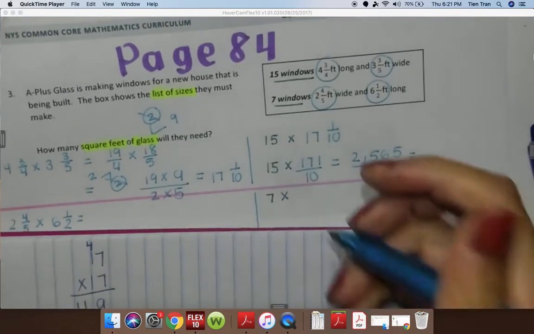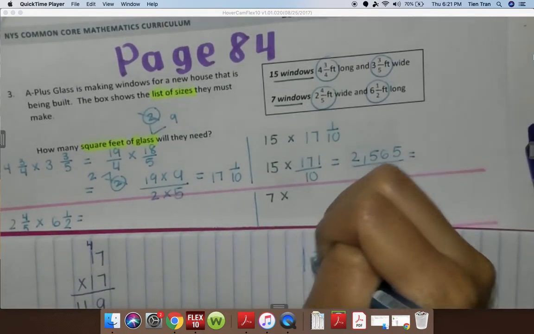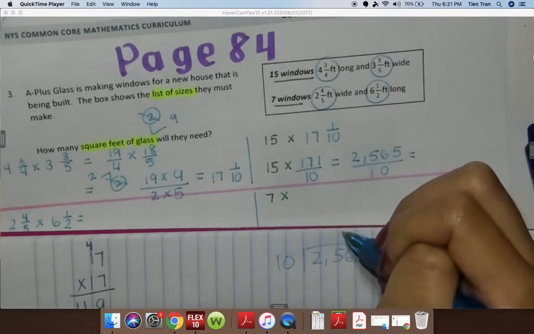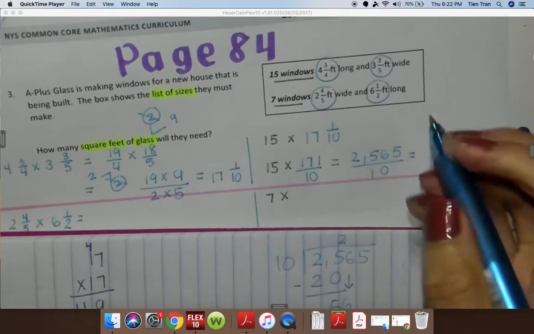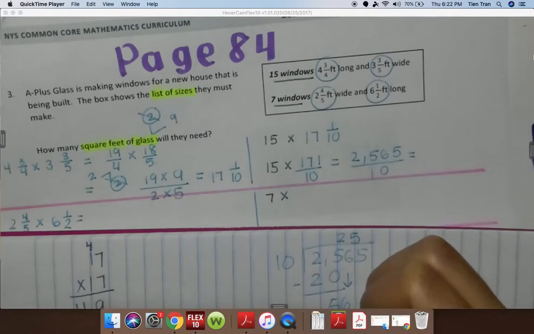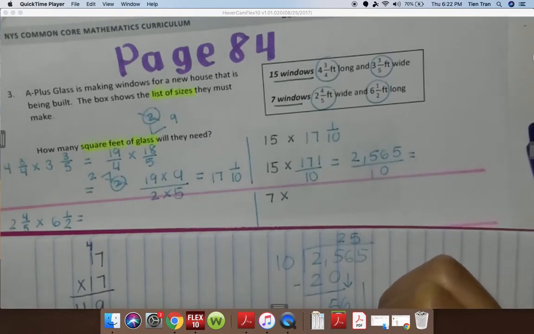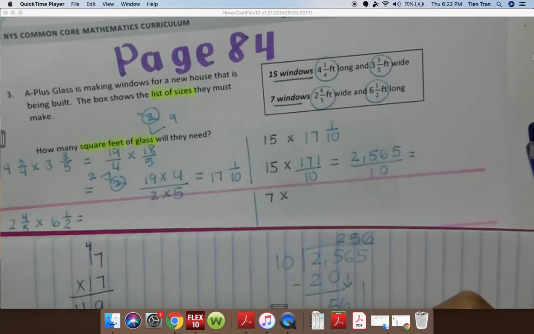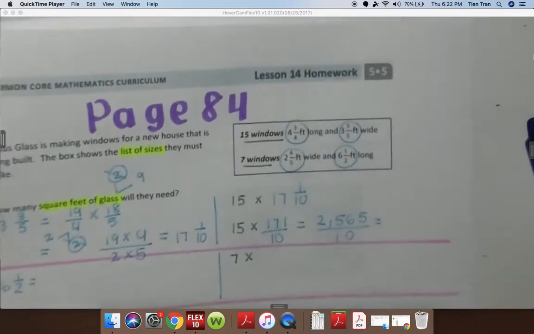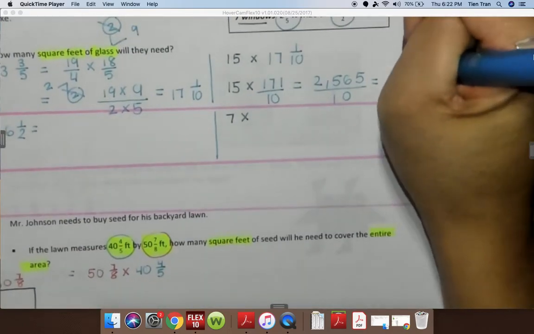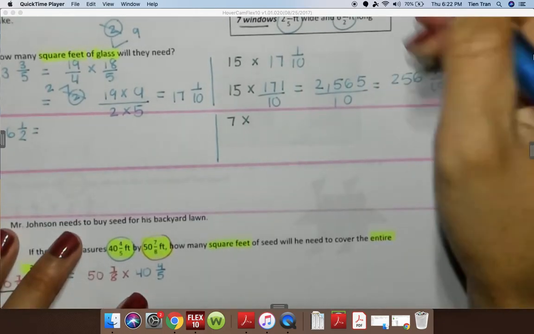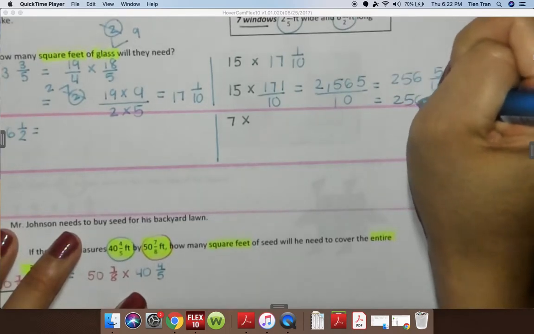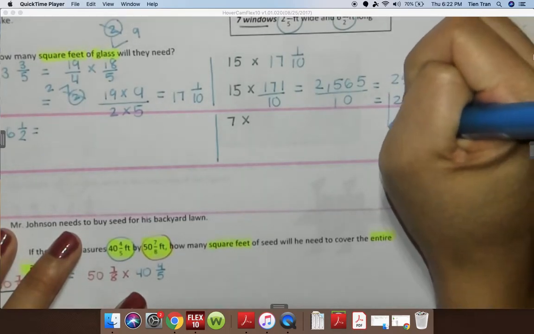I'm going to show you 2,565 divided by 10. 10 can go into 25 2 times, subtract 5, bring down my 6. 10 can go into 56 5 times, subtract, bring down my 5, I get 65. Subtract 65 minus 60 is 5. So I get 256 and 5/10, which can be reduced to 256 and 1/5 feet squared.